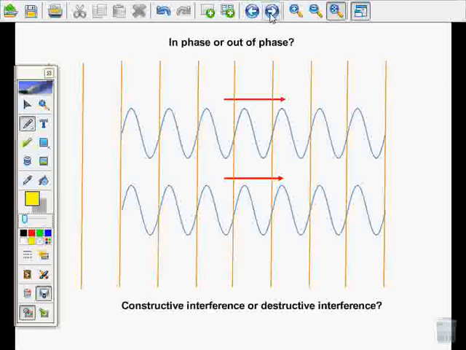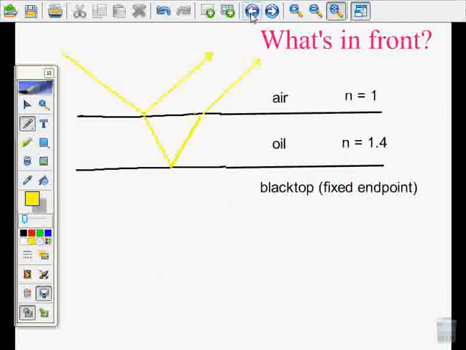And basically, this top wave represents the light reflected off the first surface, and this bottom wave represents the light reflected off of the second surface. So I'm talking about the light right here and the light right there.